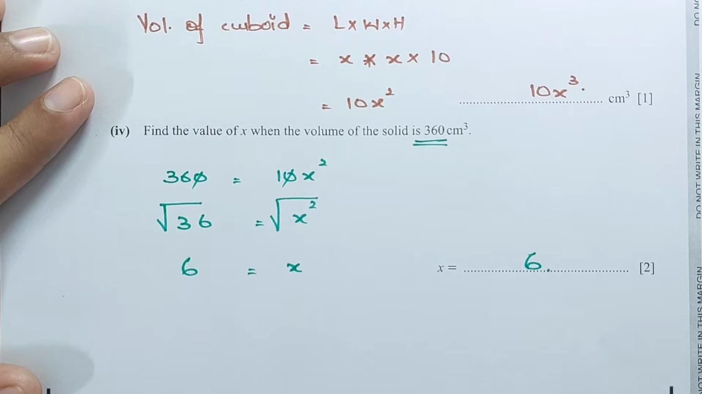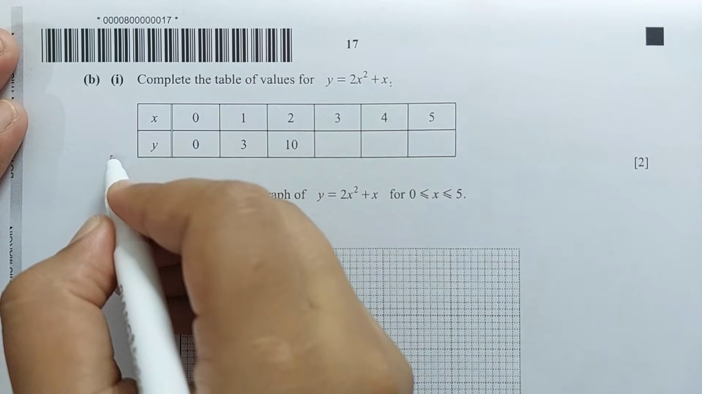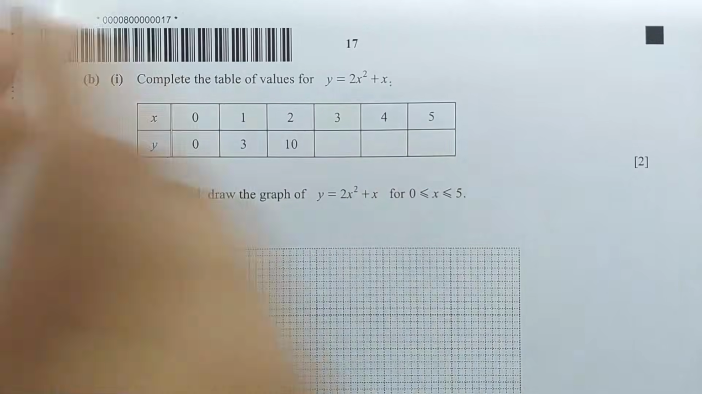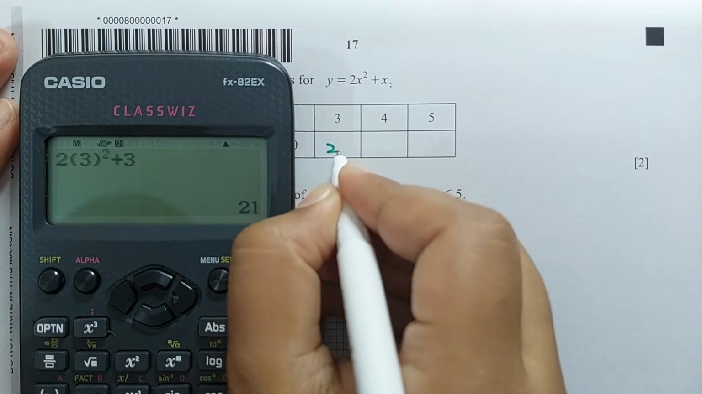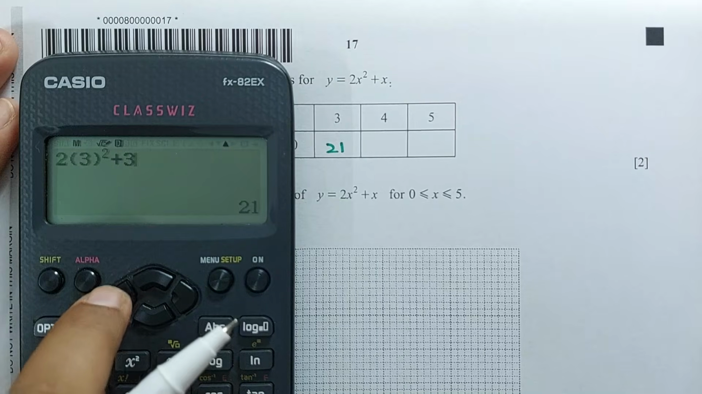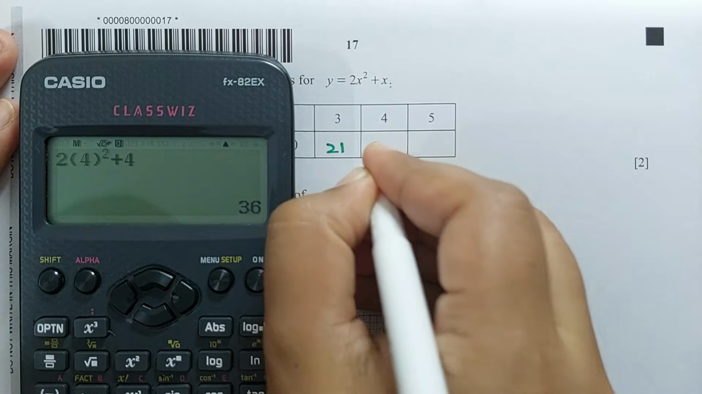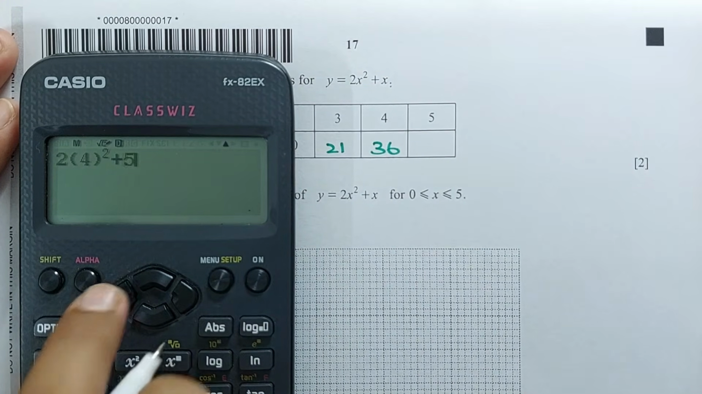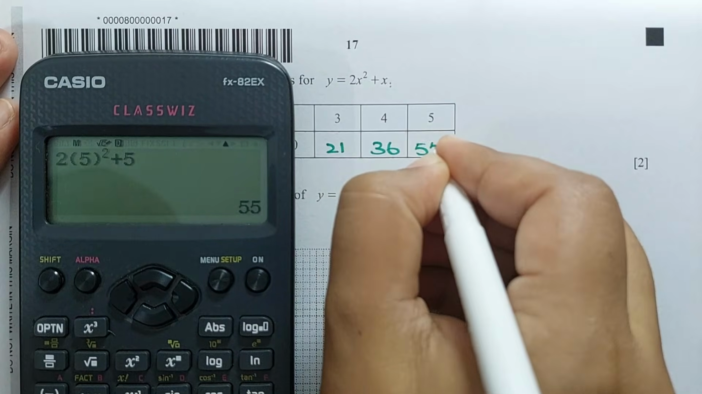Dimensions are never negative. Now for part B1, complete the table of values for this function when x is 3, 4 and 5. The function is 2 times x squared plus 3, when x is 3, that is 21. When x is 4, it is 36, and when x is 5, it is 55.